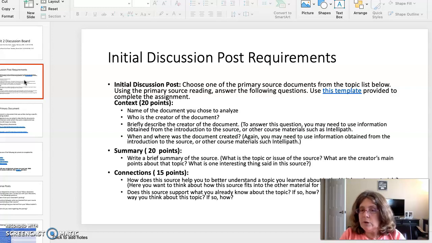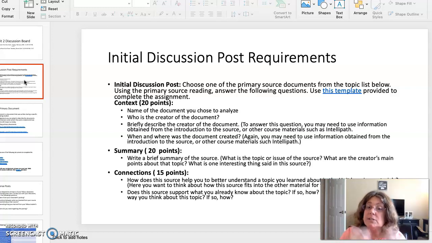Name the document you chose to analyze. Who is the creator of the document? Briefly describe the creator of the document. And then when and where was the document created? That's the context section worth 20 points. That's your introductory section. Summary is worth 20 points.